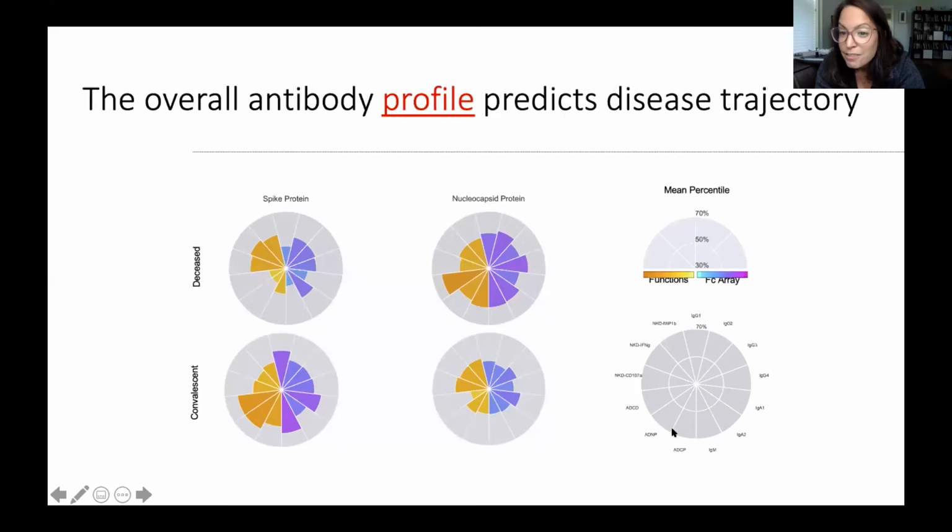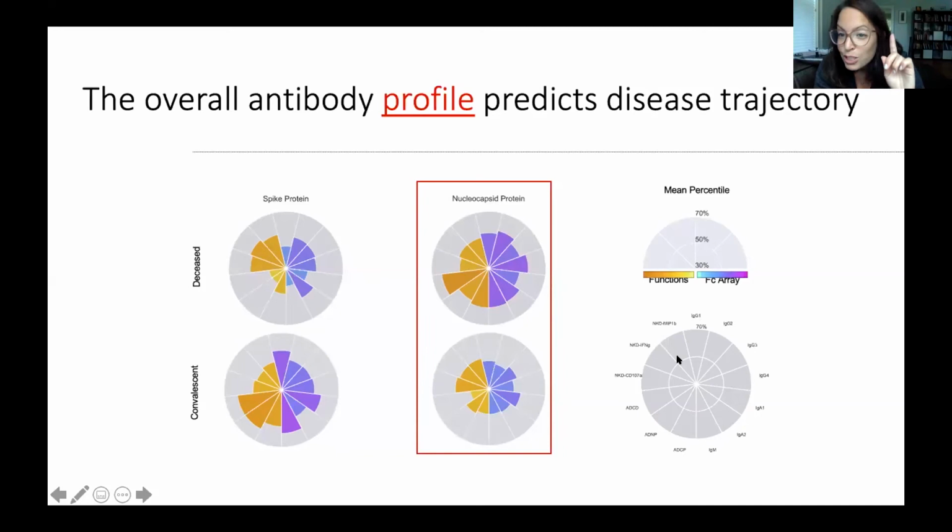And so what I want to draw your attention to first is the nucleocapsid response. And hopefully what you can see here is this flower is much bigger in the individuals who pass away compared to the individuals who go on to convalesce. So there's a significant difference in the size of the petals in the individuals who pass away. So they make a more dominant response to the internal, not necessarily protective, nucleocapsid antigen.